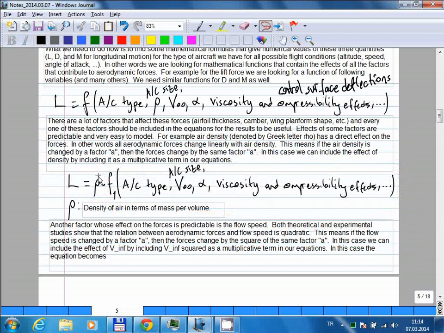So if you look at this equation, if the density value changes with a scalar, the lift force will be changed by the same scalar, right? So if I put rho over 2, then lift force will be lift over 2. So that's what linear relation means. Okay, so that was easy enough.